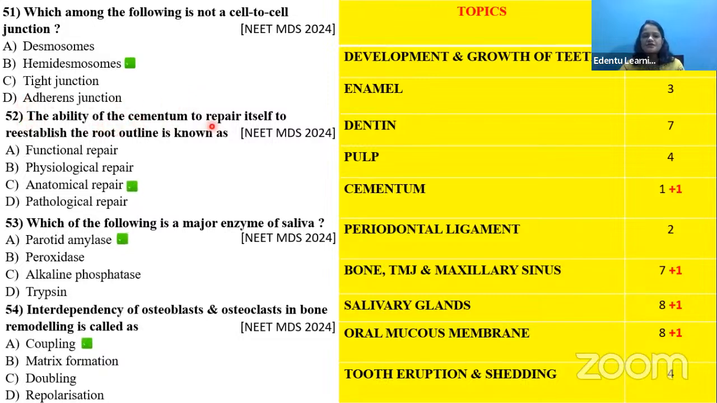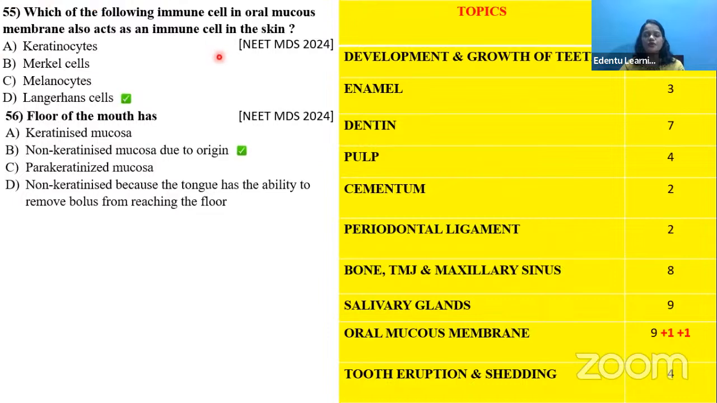Next, the ability of the cementum to repair itself to re-establish the root outline is known as anatomical repair. Okay, we'll put it under the cementum topic here. Which of the following is a major enzyme of saliva? We all know that it is the parotid amylase. Again, a salivary gland question. The interdependency of osteoblast and osteoclast in bone remodeling is known as coupling. Okay, we'll put it under the bone chapter here.